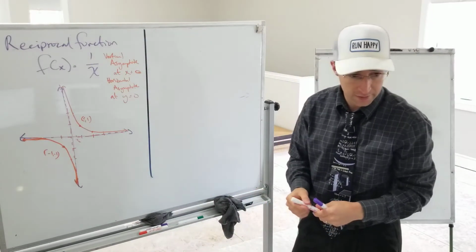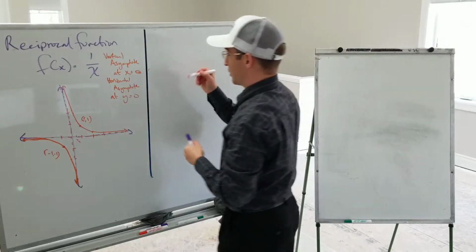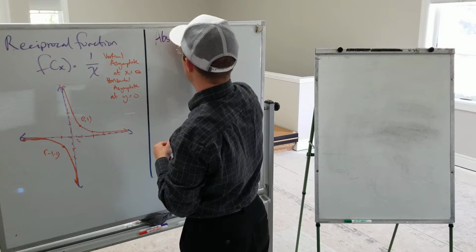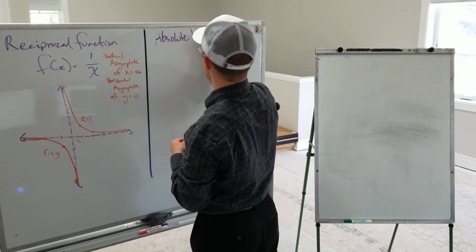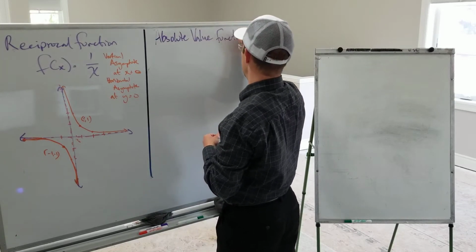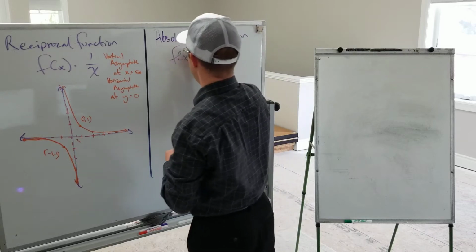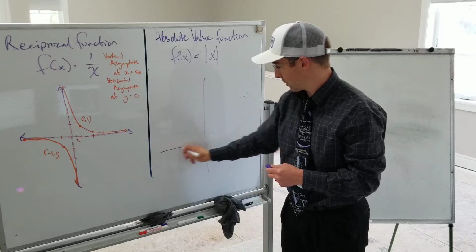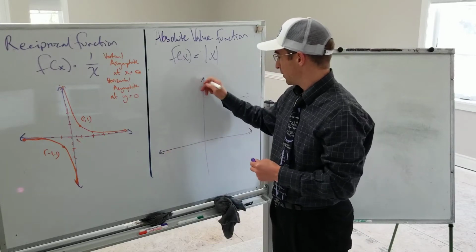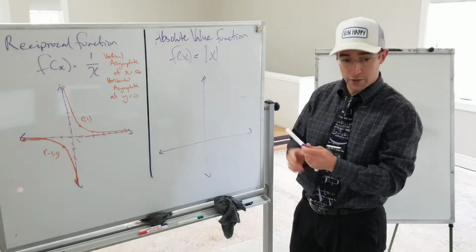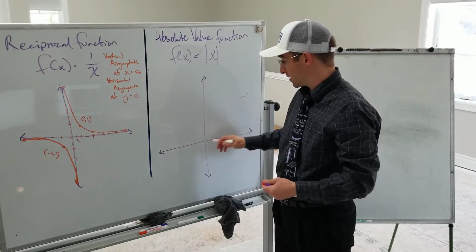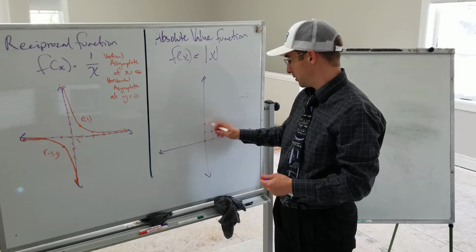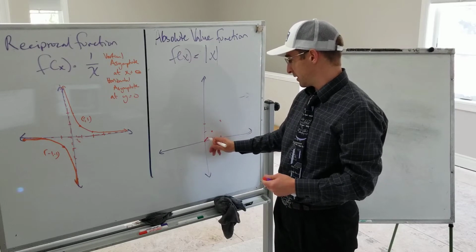All right. Absolute value function. Let's talk about that one. The absolute value function is f of x equals absolute value of x. So if I draw my x and y axis here, the absolute value of 0 is 0. Absolute value of 1 is 1. Absolute value of 2 is 2. It looks like the identity function.